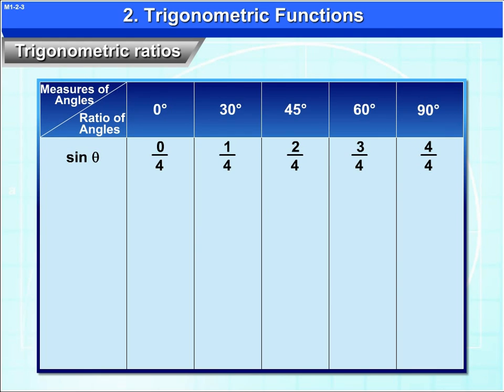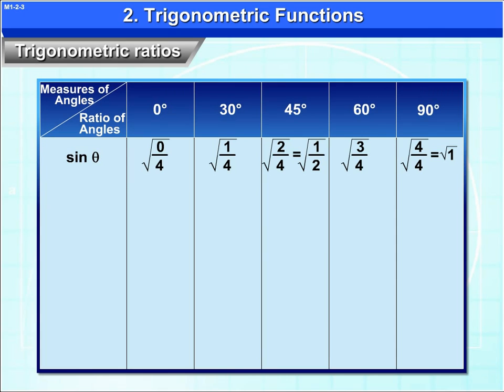Now let us take square roots. So we have square root of 0 upon 4, square root of 1 upon 4, square root of 2 upon 4, that is square root of 1 upon 2, square root of 3 upon 4 and square root of 4 upon 4, that is square root of 1.